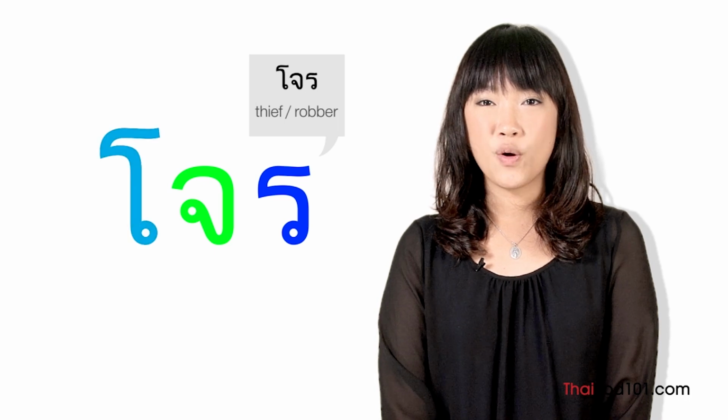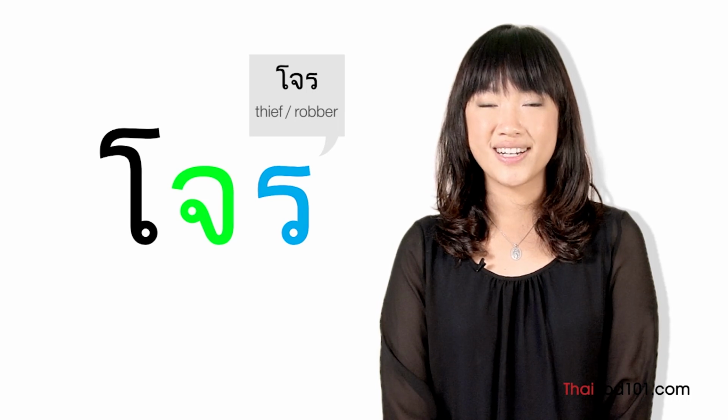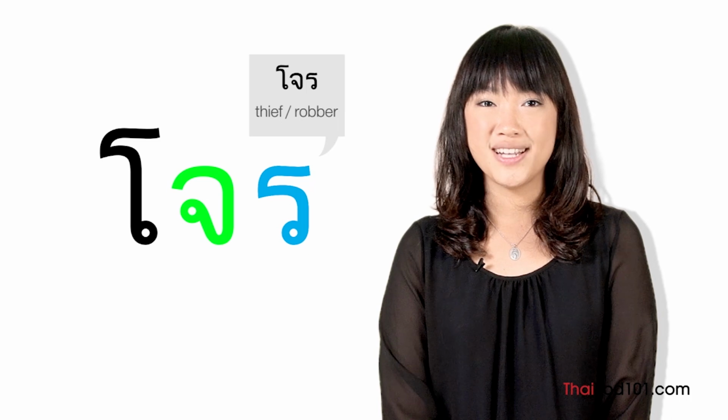Here is an example of a word written with sarao. This is the word โจร which means a thief or robber. We have to write sarao first, then the initial consonant จอจาน and after that the final consonant รอเรือ. Remember that รอเรือ sounds like the letter N when it's a final consonant.